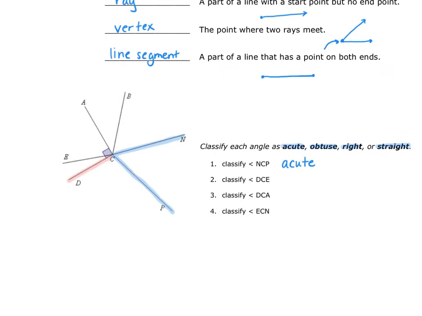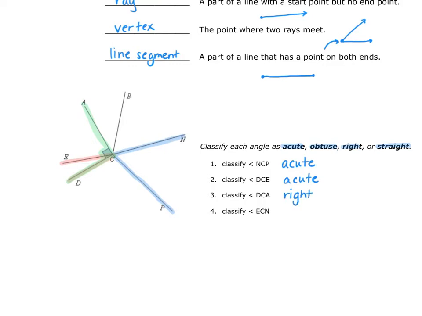Next, I have angle DCE. DCE also looks like it's less than 90, greater than 0. So this would also be acute. Then we have DCA. So from D to C to A, if you look right here in the corner is a little square, so that denotes that this is a right angle.